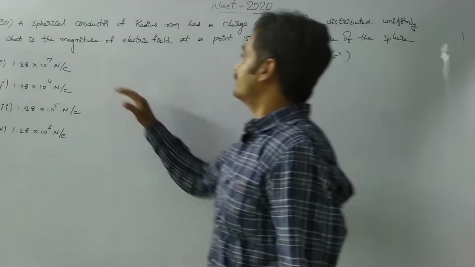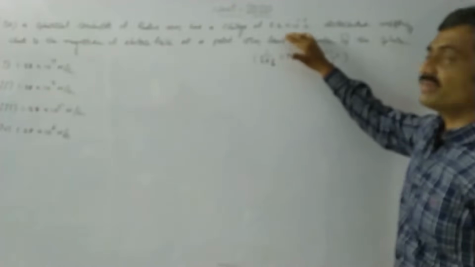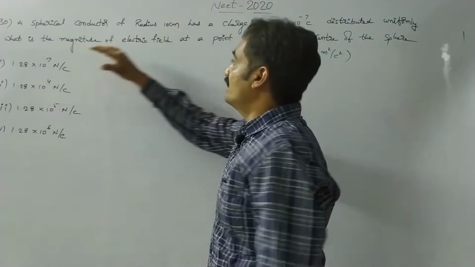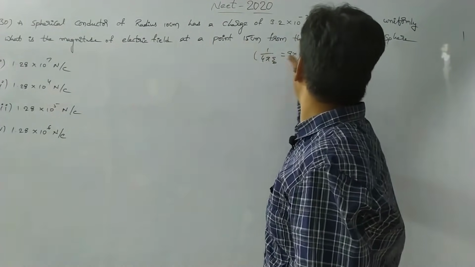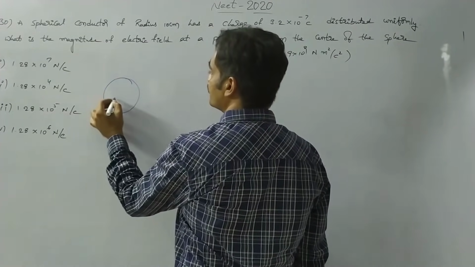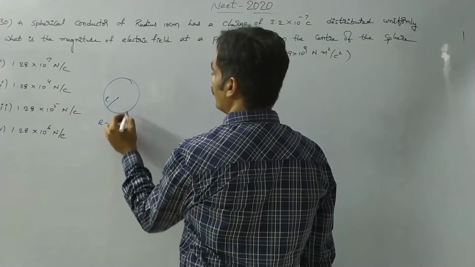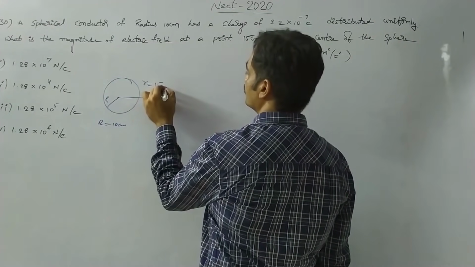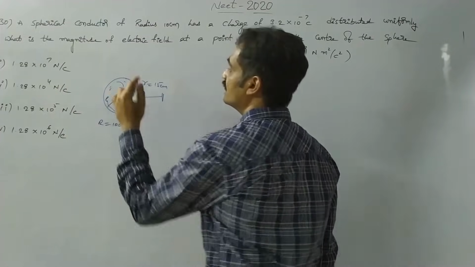The next question is: a spherical conductor of radius 10 cm has a charge of 3.2 into 10 to the power of -7 coulomb distributed uniformly. What is the magnitude of the electric field at a point 15 cm from the center of the sphere? So here if we consider a sphere, the radius of the sphere is capital R equals 10 cm. Now we have to find the electric field at a distance of r equals 15 cm, whereas the charge is uniformly distributed throughout the sphere.